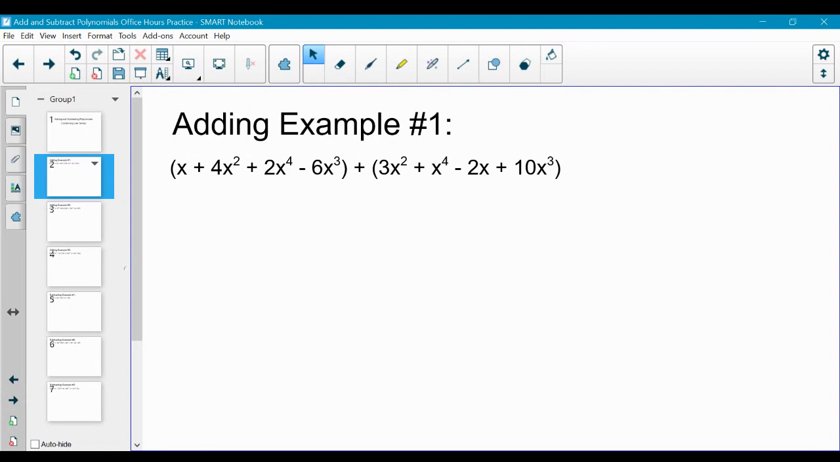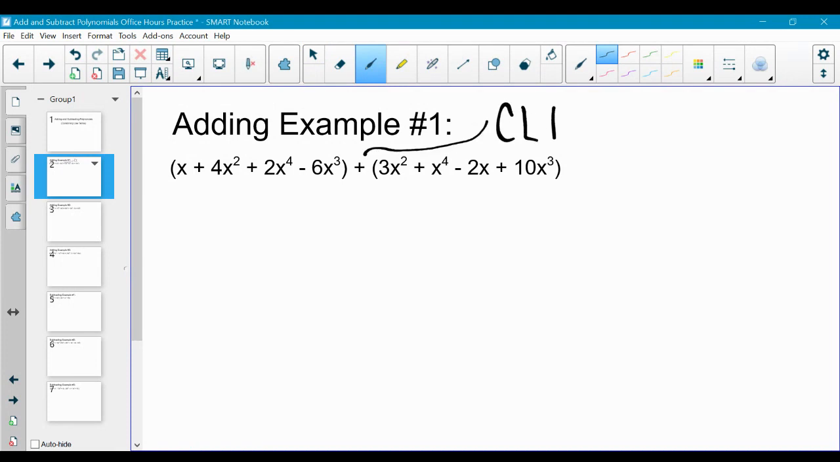Here is our first addition example, and I want you guys to remember that when we are adding, we really are looking at it as a combine like terms problem. So we can actually completely ignore the parentheses. We do not need to look at them at all. Okay, so our first term, what I want to pay attention to is the degree. So I'm going to focus on the highest degree.